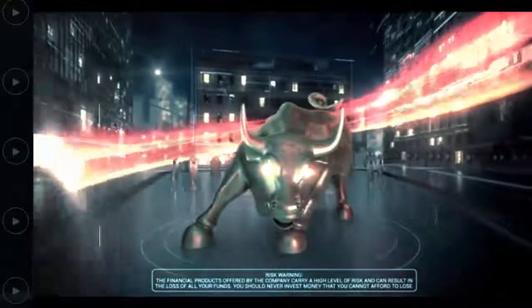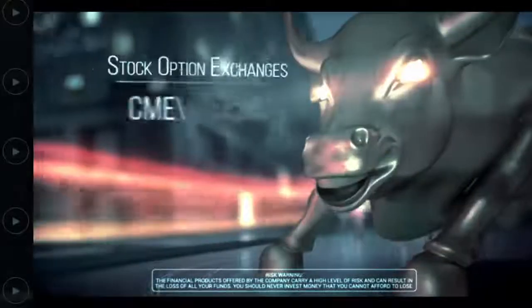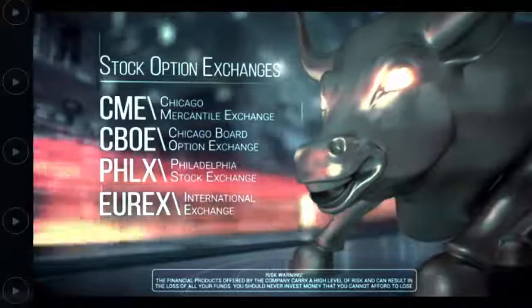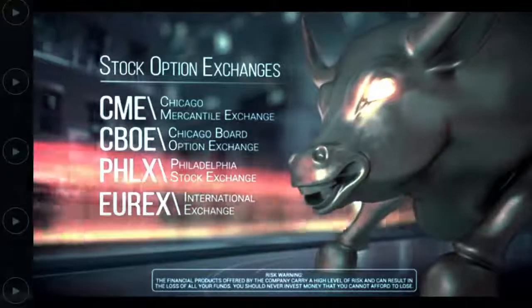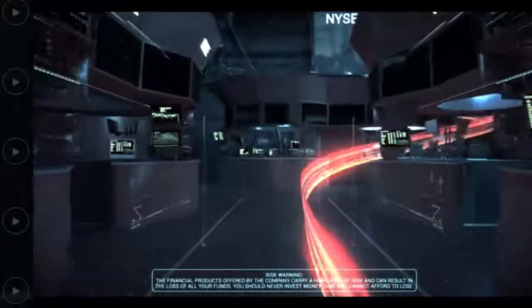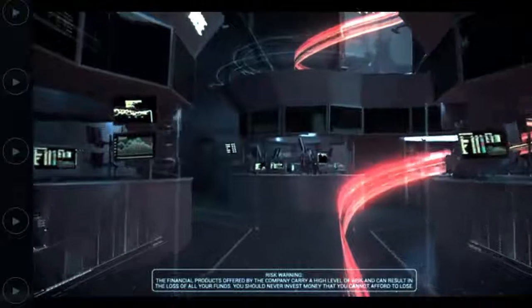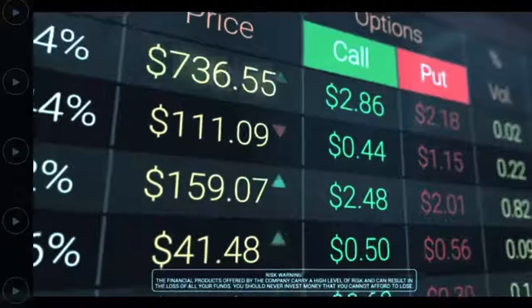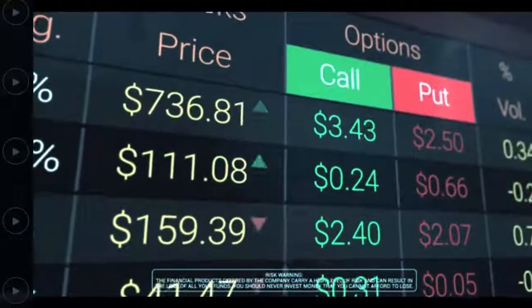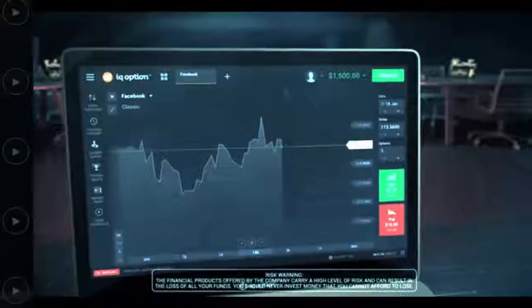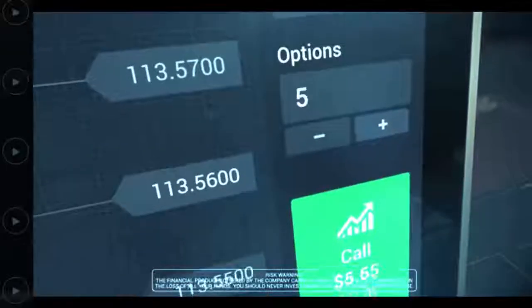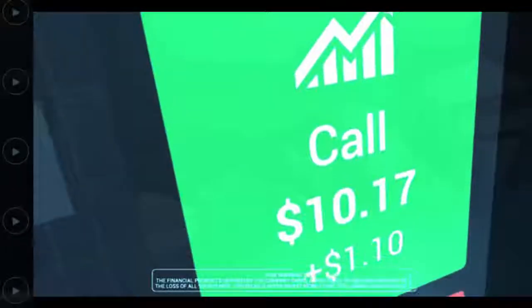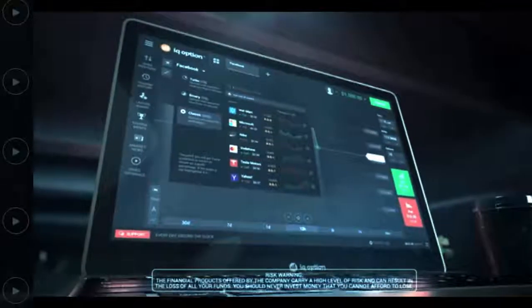There are several main stock option exchanges, such as CME, CBOE, PHLX, Eurex, etc. Annual trading volume exceeds $1 trillion. The main advantage of trading options compared to trading stocks is the opportunity to get profit from expensive stocks through affordable options. Now, IQ Option gives you the chance to buy and sell options at the best rates from all exchanges with minimum commission. We have created a simple and easy-to-understand trading terminal.